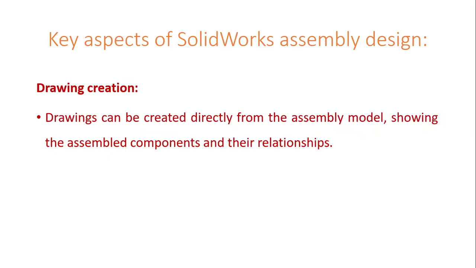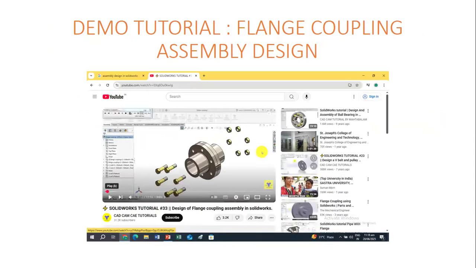With the help of the design validation, the drawing creation from the final assembled 3D model: drawings can be created directly from the assembly structure, showing the various components and their interrelationship. Now we will go through the step-by-step assembly process model of machine components, say the design of flange coupling joints using SolidWorks.